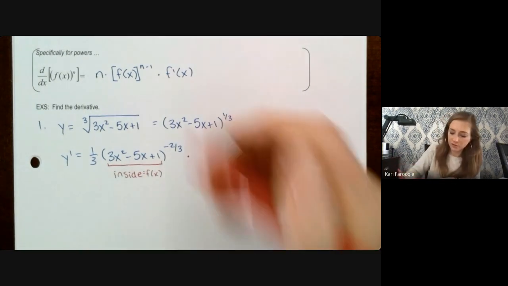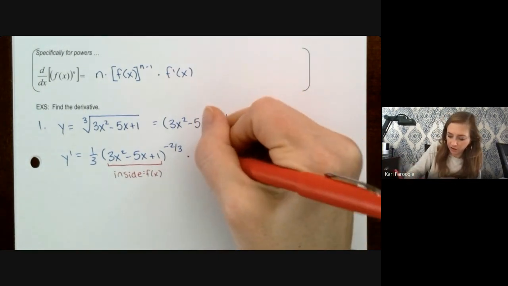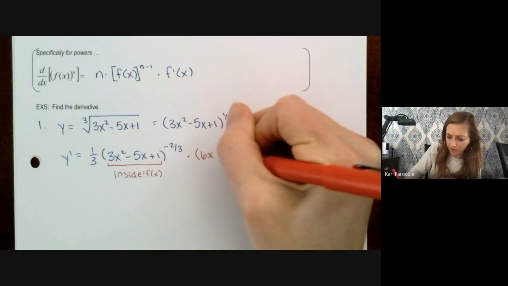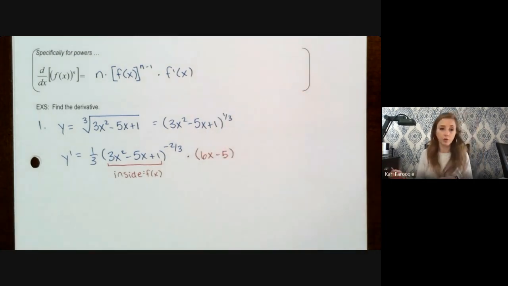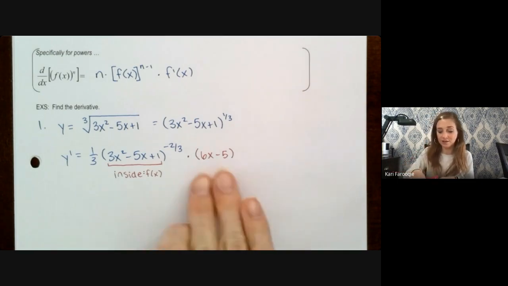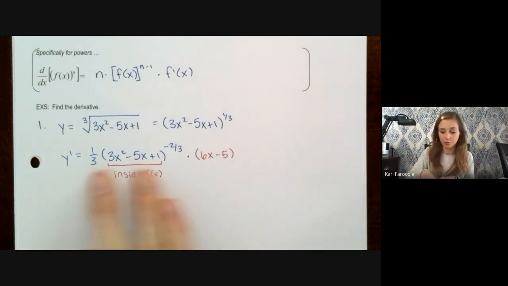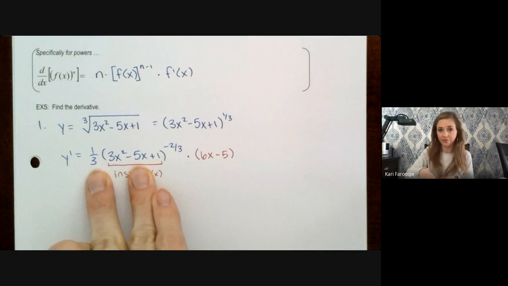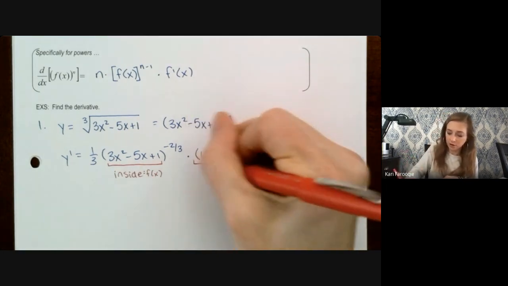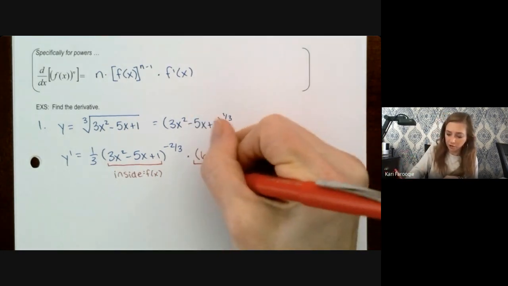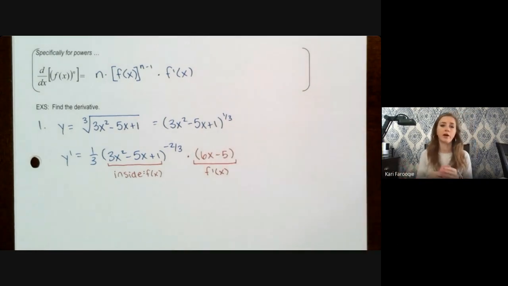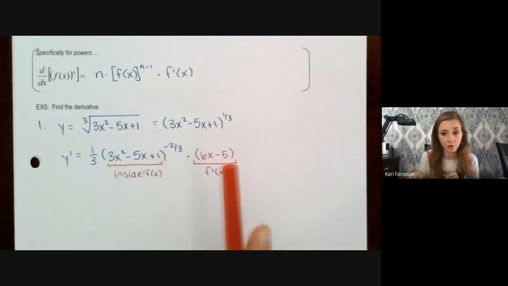The derivative of the inside function is 6x minus 5. Don't forget to use parentheses. That's another big thing that gets missed. This whole thing is getting multiplied by this whole thing. This right here, the 6x minus 5, is f prime of x. Now, this is the derivative using the chain rule.